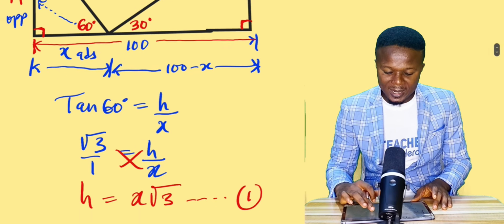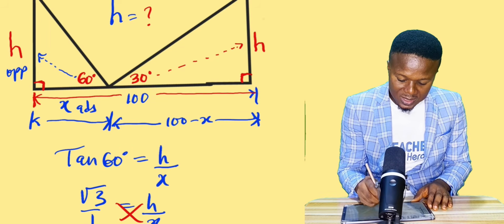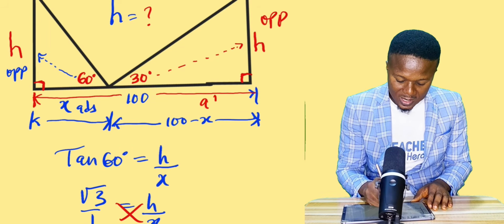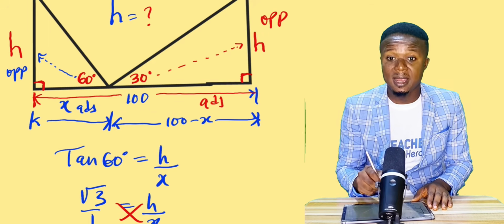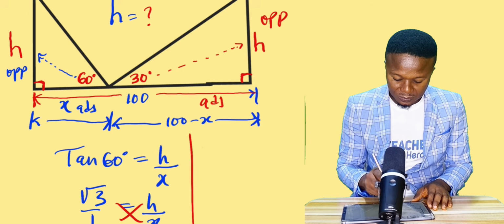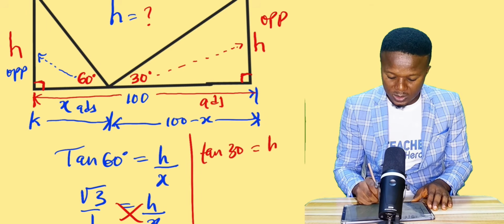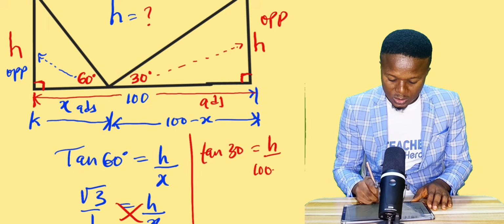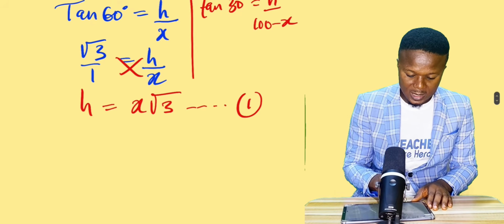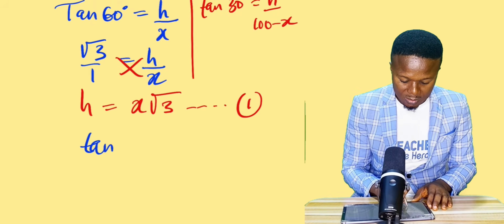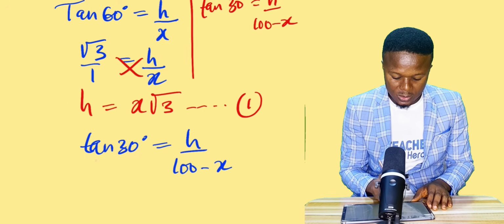Now let us go back again to the second triangle. The side facing this angle 30 degrees is the opposite, and the side down here is the adjacent. So the opposite is h and the adjacent is 100 minus x. So when you say tan 30 degrees, it should also be equal to opposite h over adjacent, which is 100 minus x. So let's write tan 30 degrees equal to h over 100 minus x.